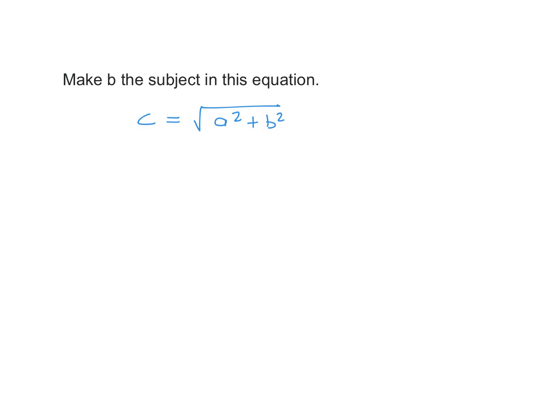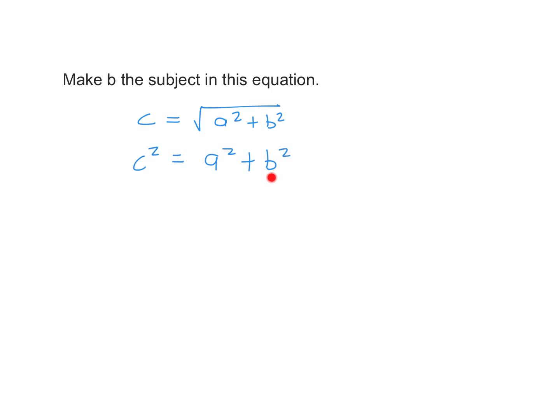Well, the first thing I want to look at is this square root sign over here. I need to get rid of that. And the inverse, or the opposite operation, of a square root is a square. And you notice that c is not squared at all, it's all by itself. So to get rid of the square root sign, I go c squared equals a squared plus b squared.